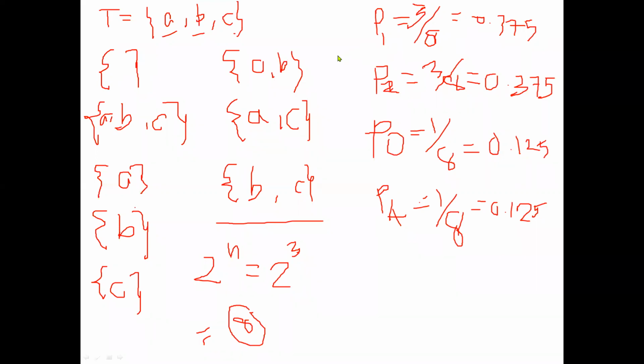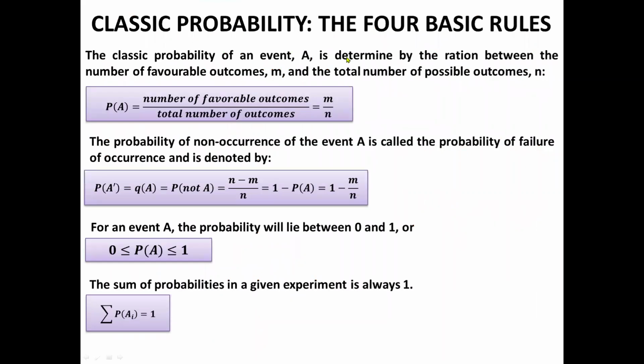Now going back to rule number 2. Para lang klaro, gamit ang halimbawang yan. The probability of non-occurrence of the event A is called the probability of failure of occurrence and is denoted by P of A prime. P of A prime is simply equal to this. Para hindi na lang kayo mahirapan, 1 minus P of A.